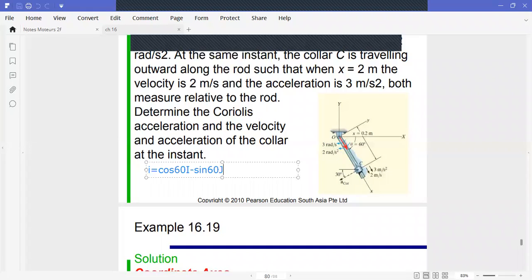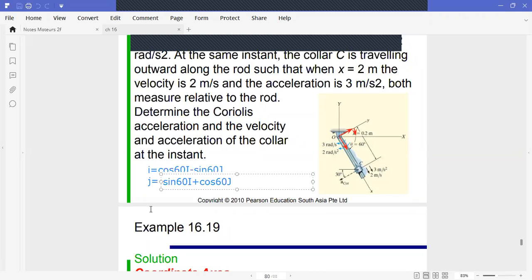And now for small j, what do we have? This is vector small j. If this angle is 60, then this one will be 30, okay? So for small j, it is either cosine 30 or sine 60. So it's sine 60 big I, and along J it's a positive projection, so plus cosine 60 big J.